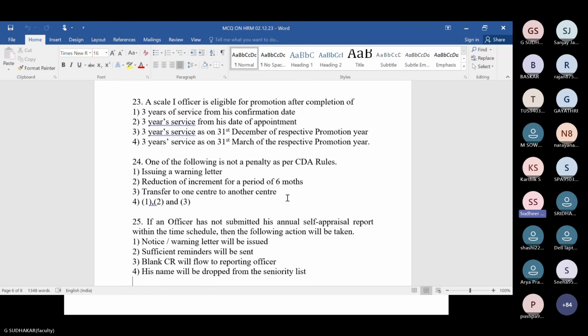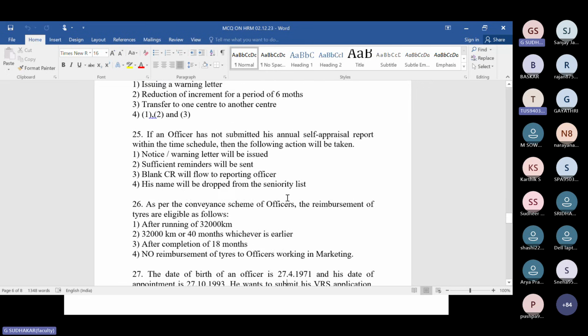What is 2, sir? I'm not able to understand 2. Reduction of increment for 6 months. How? I have given only one answer, no. But whether reduction of increment for 6 months has been given as a minor penalty or major penalty, no. It is only 1 year, 2 year, 3 year. Broken period has not been given. You cannot impose a penalty like this. So answer is 1, 2, 3.